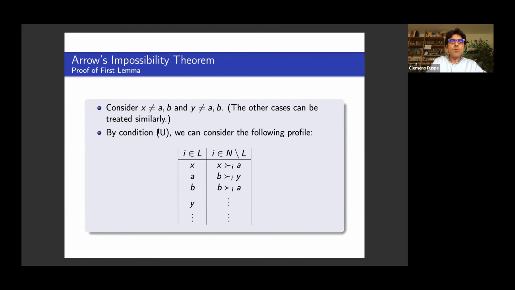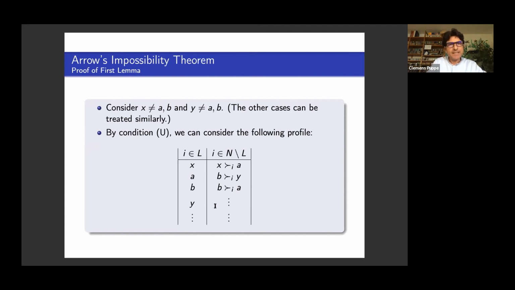Now the unrestricted domain condition allows me to consider the following profile. The people in L, in this weakly decisive group, have the following preference: X is better than A, A is better than B, and B is better than Y, and everything else is down here. If there are more alternatives, more candidates, they are down here. The people that are not in L have the following preference: X is preferred to A, B is preferred to Y, and B is preferred to A. And nothing else is known about them.